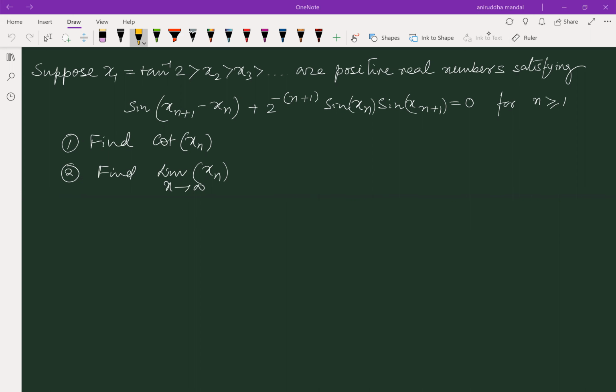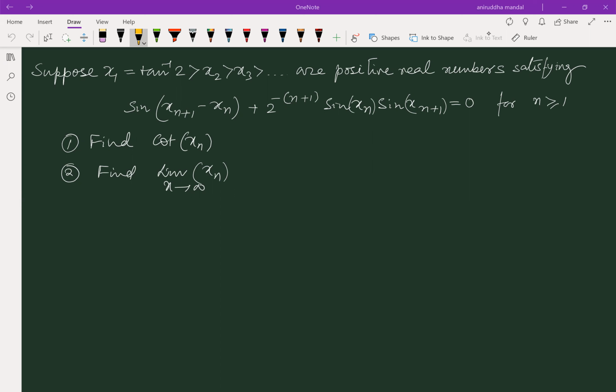Today, the problem is: suppose x1 equals tan inverse 2, which is greater than x2, and x3 and so on are positive real numbers satisfying this trigonometric equation: sine of (x_{n+1} minus x_n) minus 2 to the power minus (n+1) sine x_n into sine x_{n+1} equals 0 for n greater than or equal to 1. We have to find the value of cot x_n, and second, we have to find the limit of x_n as n tends to infinity.